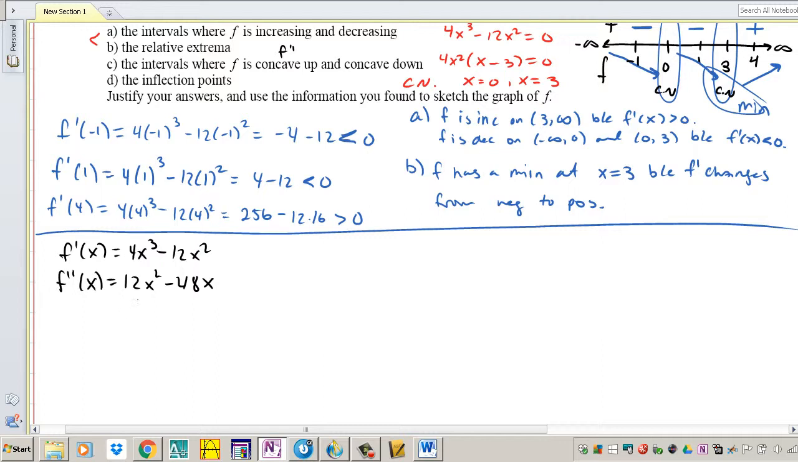But before I do that, I set it equal to 0. So 12x squared minus 48x is equal to 0, and then solve. So it's 12x times x minus 4 is equal to 0. And I'm going to go ahead and stop the video right here and continue on the next video.